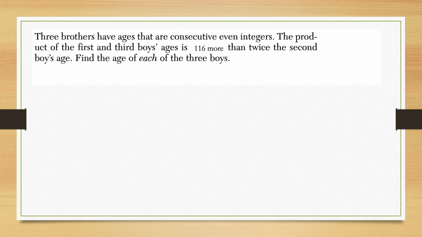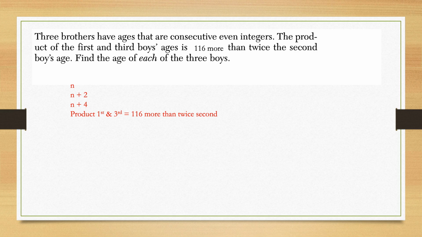Okay, so in this particular problem, there were brothers with consecutive even integers, so those are n, n plus 2, and n plus 4. Now, a lot of times students get lost in word problems because they look at the whole thing and there's so much there that it overwhelms them. Instead, break it down and write pieces. So the pieces that I would write would be the product of the first and the third is 116 more than twice the second brother's age.